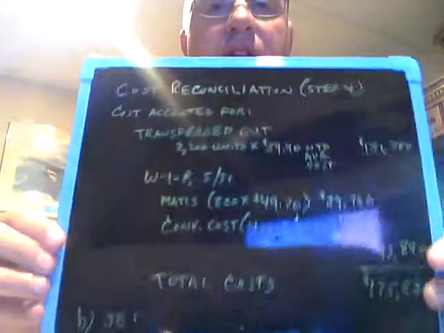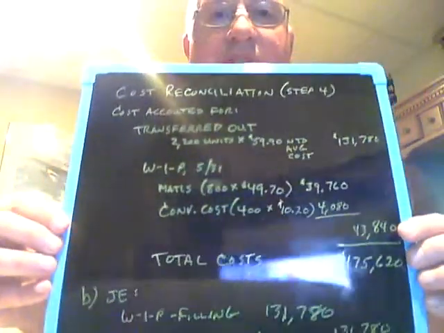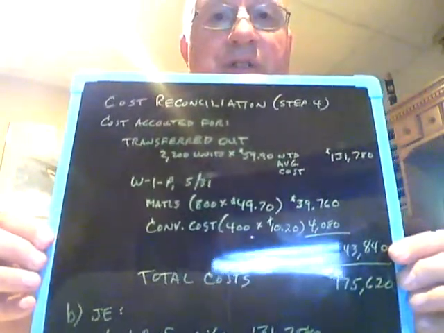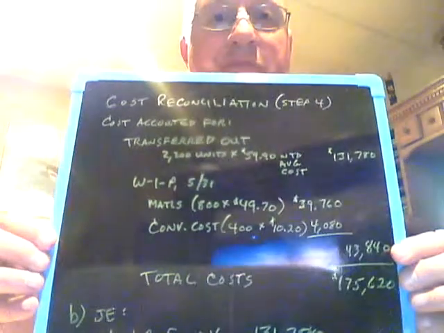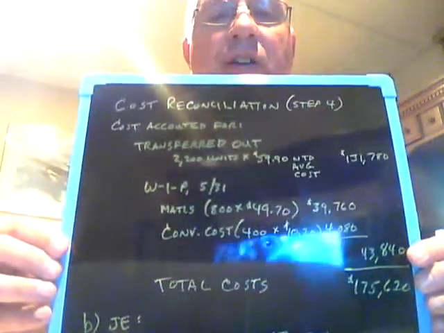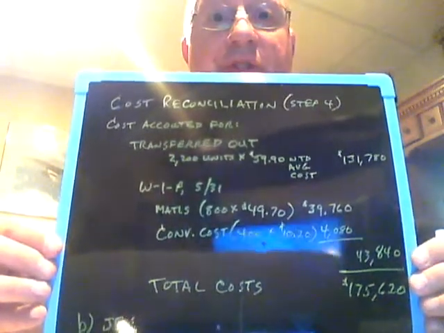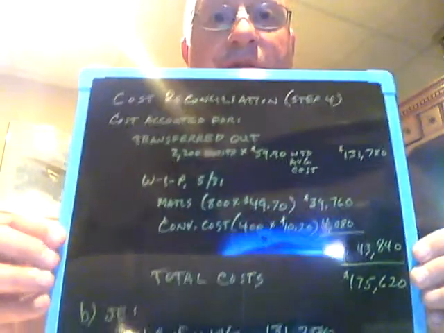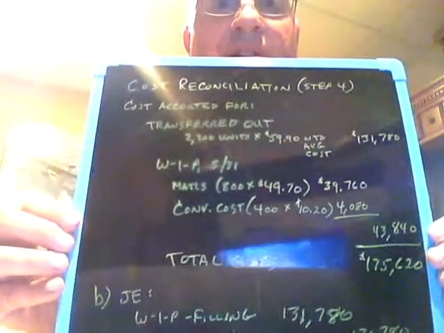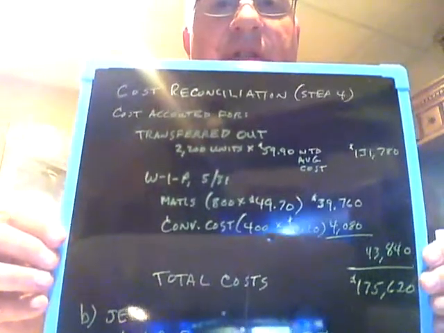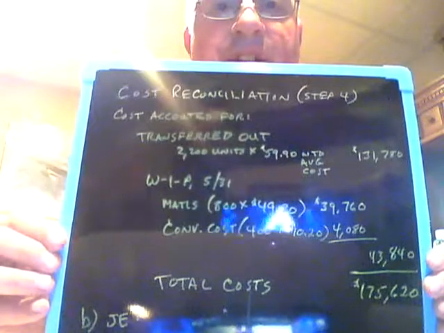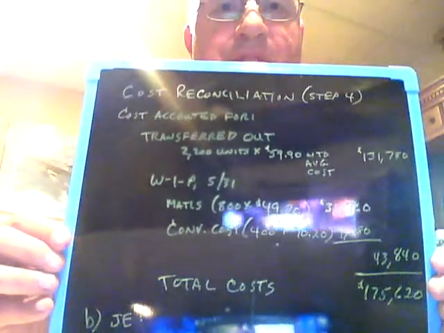And finally, we have the cost reconciliation that was shown in step 4 of the problem. So now we need to account for the cost based on the number of units that were transferred out and the ending work in process inventory. And now we have the figures that we need in order to do that based on the previous steps.